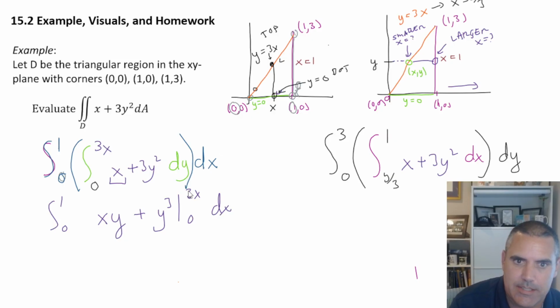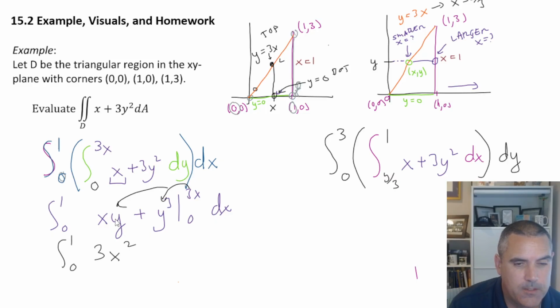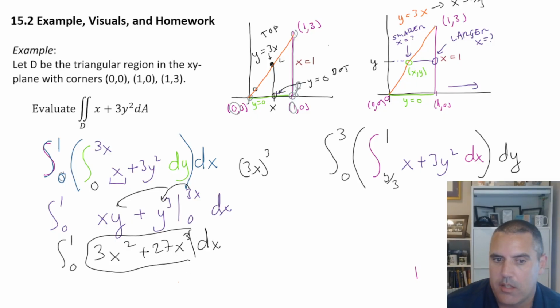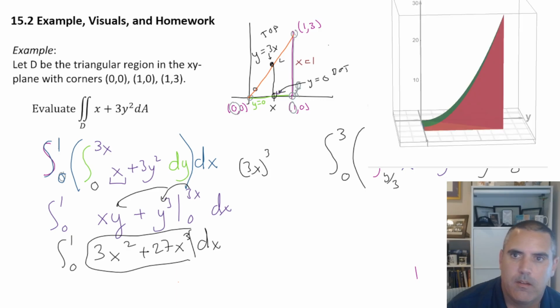We're going to plug this in. We're also going to plug the 0 in. You get the integral from 0 to 1 of 3x squared, because you're putting that there, plus, let's see, 3x cubed. That's 27x cubed. And this still represents the cross-sectional area.